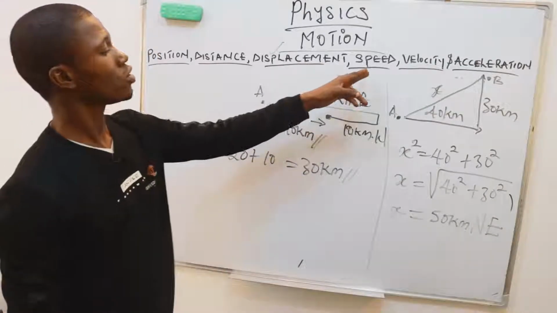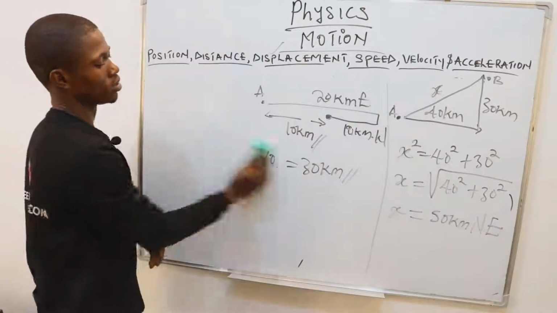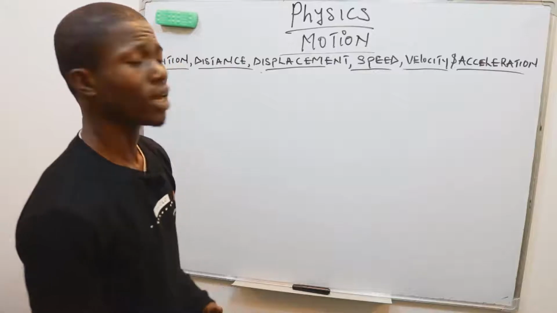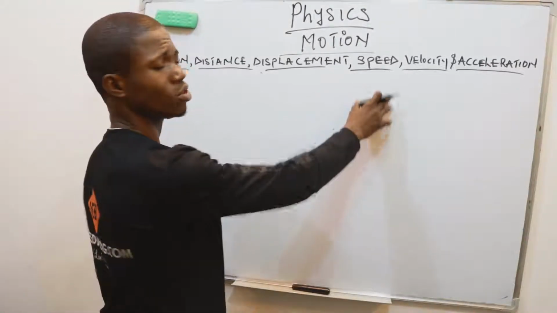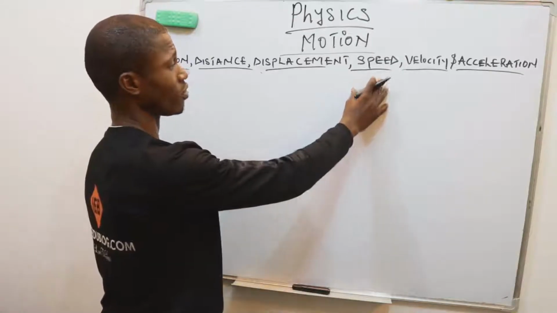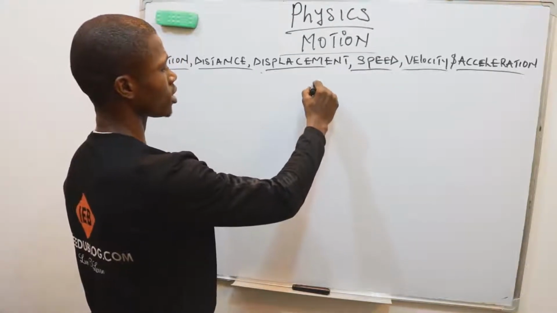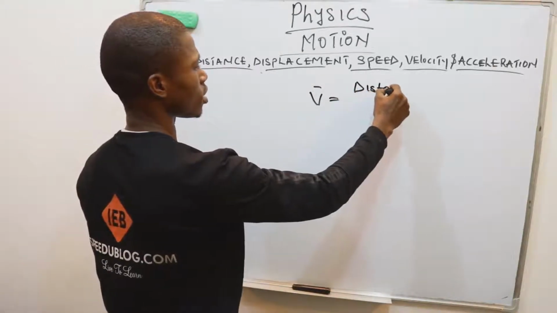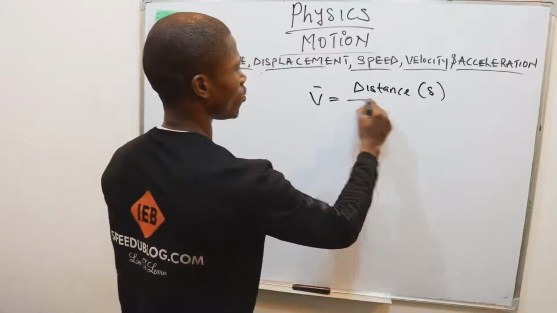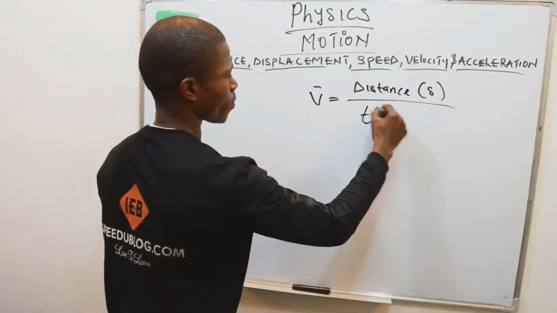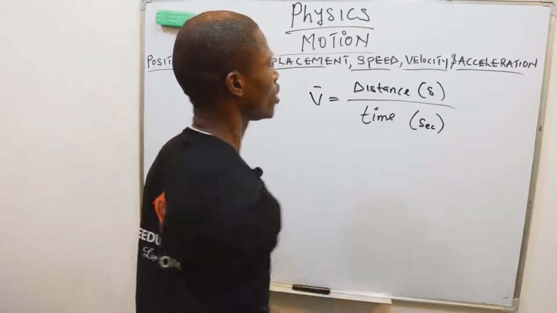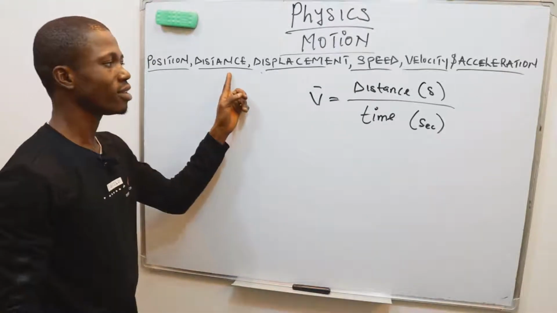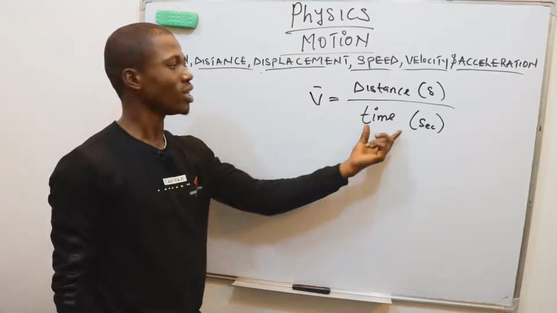Okay, let's now quickly go over to speed and see how to do our analytical calculation on speed. Right over here is speed, and as we know from our formula, speed is just the rate of change of distance. It is denoted by the letter v, which is equal to distance, S, all over time, which is measured in seconds. If you look closely, speed is distance over time, and distance is a scalar quantity. Therefore, speed is also a scalar quantity.